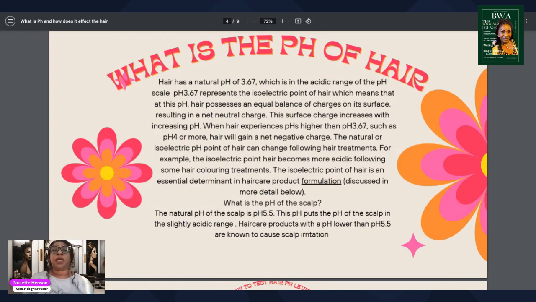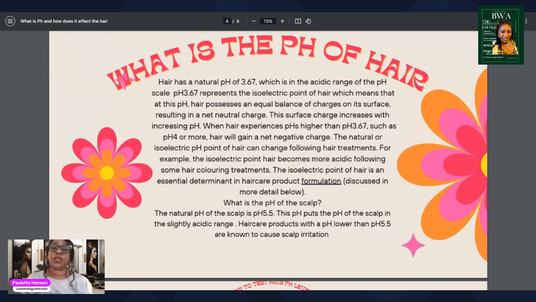Now, what is the pH balance of hair? Hair has a natural pH of 3.67, which is in the acidic range of the pH scale. pH 3.67 represents the isoelectric point of hair, which means that at this pH, hair possesses an equal balance of charges on its surface, resulting in a net neutral charge.